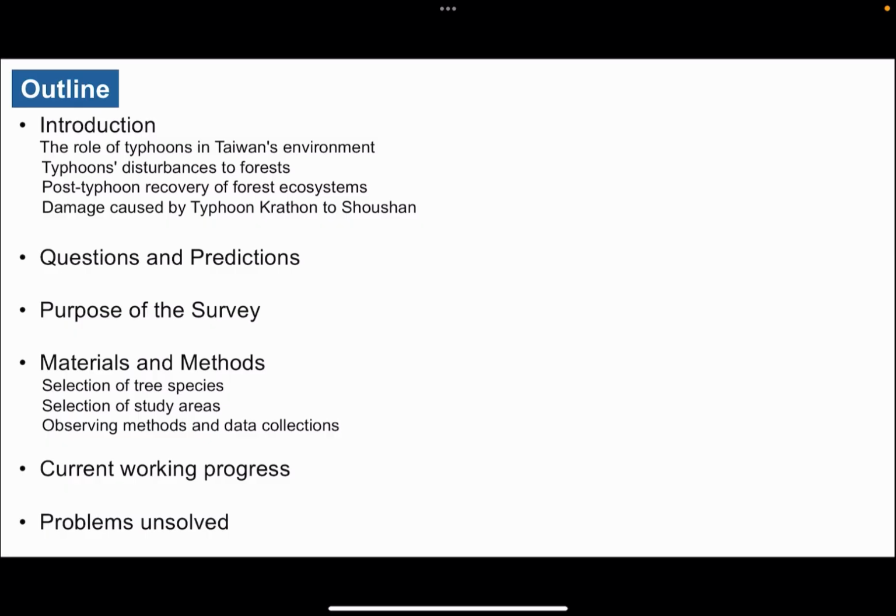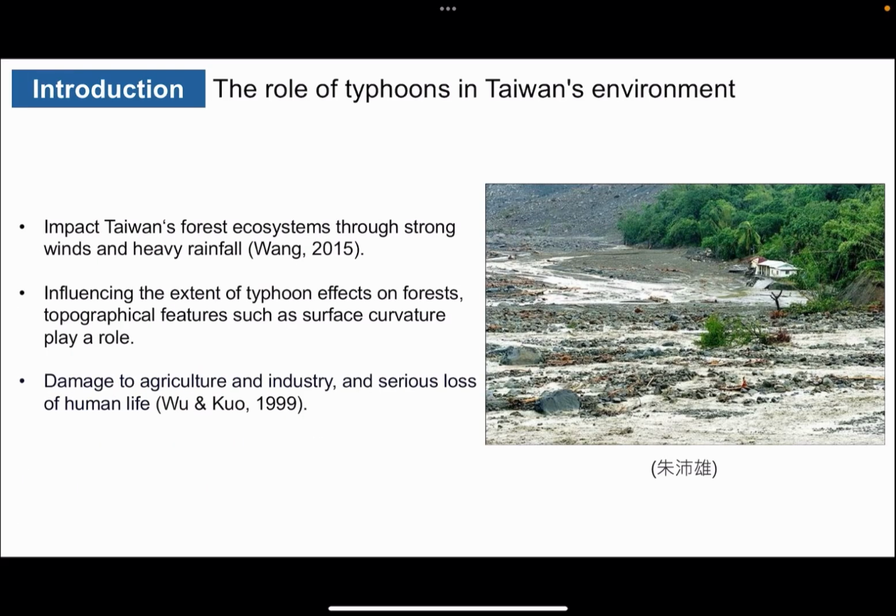Outline. We divide today's presentation into 6 main sections. For the introduction, we will break it down into 4 small topics to help you better understand. Introduction. The role of typhoons in Taiwan's environment.